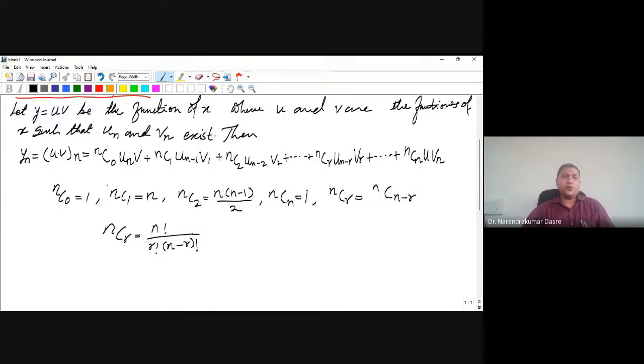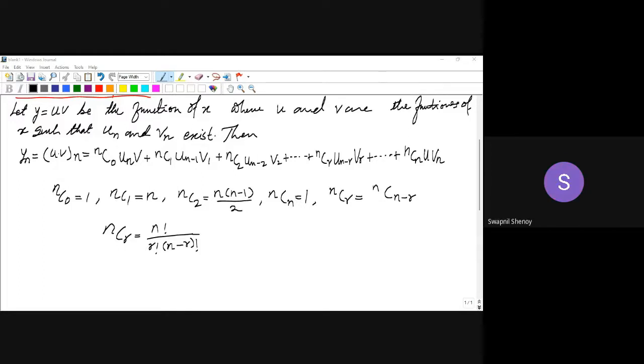Now, if we want to integrate two functions u into v, then we know how to decide u and how to decide v. In integration, how do we decide u and v? We decide by ILATE, or we decide by LIATE, which is also okay. Now the question is, in this rule, how do we decide what is going to be u and what is going to be v?